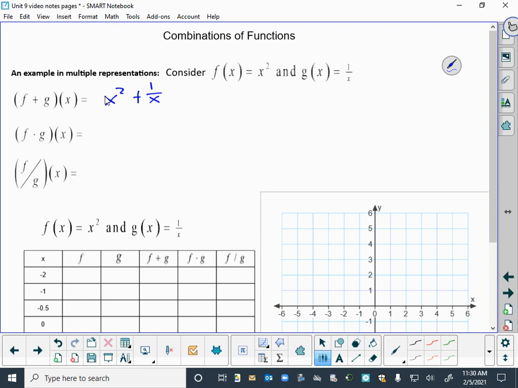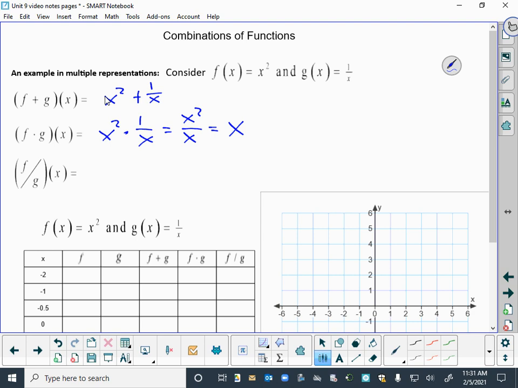F times g would be x squared times 1 over x. Which we can think of, well, that's x squared over x, and I can reduce that to just x, and that's almost true, except for some domain things that we're going to have to look at and talk about here, because this does not exactly look like that, and we'll pop back up here and take a look at that in a little bit, but mostly that would just look like x.